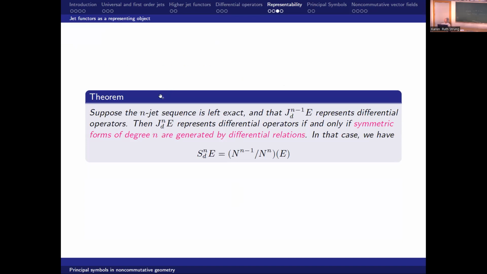So if you have the n-jet sequences left exact, and further, you have that the n-1 jet represents differential operators, then the n jet represents differential operators if and only if symmetric forms of degree n are generated by differential relations. And in that case, you actually have that these symmetric forms are a quotient of the n-minus first order differential relations by the nth order differential relations.